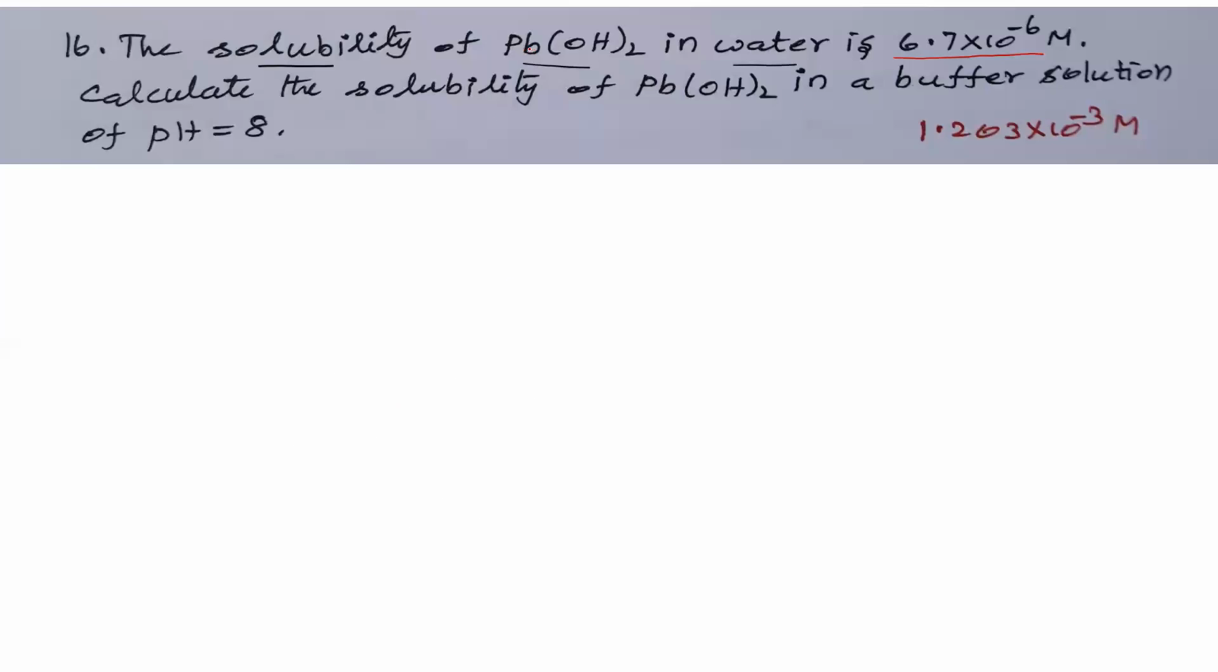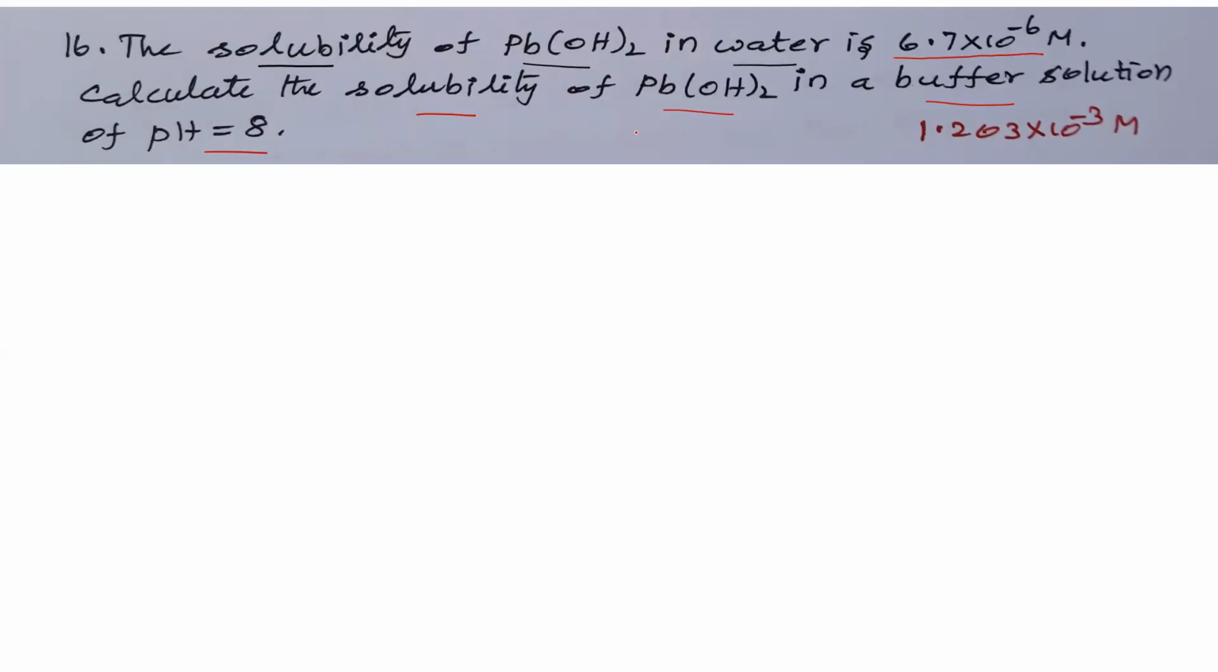Here, the solubility of lead hydroxide in water is given. Calculate the solubility of lead hydroxide in a buffer solution of pH 8. Here they are saying Pb(OH)2 in a buffer solution. Which buffer solution do we have to take?